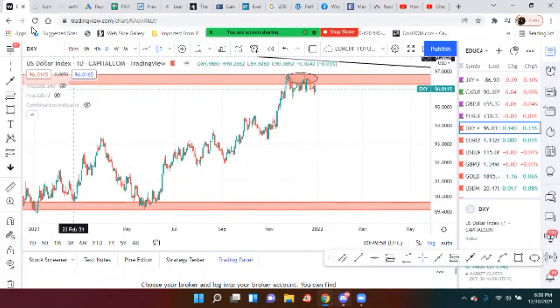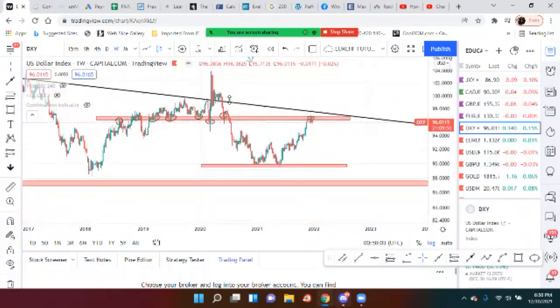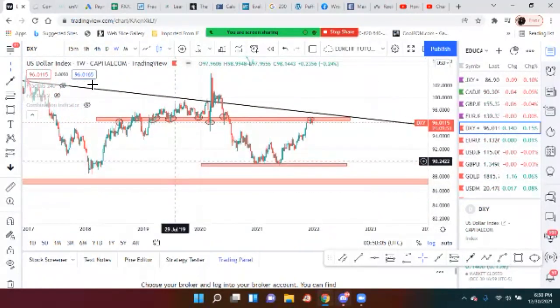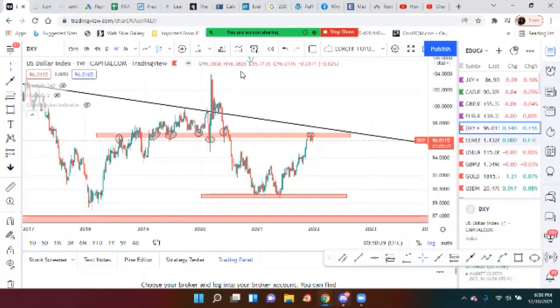Now, let me show you something. Let's go to the weekly on DXY. Take a really good look at the DXY. I'm going to give you like 5 seconds. Okay? 5 seconds over. Do you get that? Get this printed in your memory. Let's go over to EU. EU is the complete opposite. Let me show you again. Do you see the comparison?